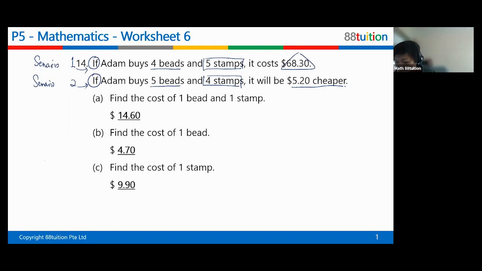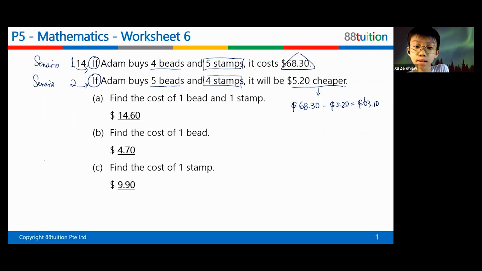So how am I going to look for scenario 2's pricing here? It was cheaper, but what is the actual price? We must find out what that is. $63.10 versus $68.30. What must we do? It is cheaper, so we must minus and get $63.10. Okay, I have a suggestion.